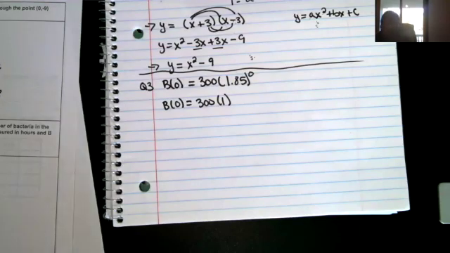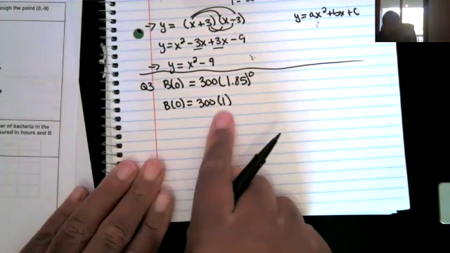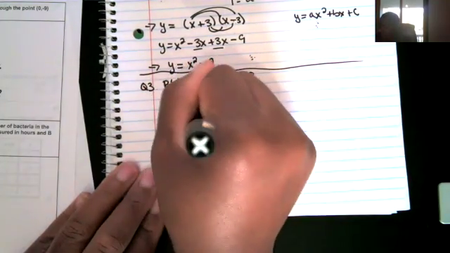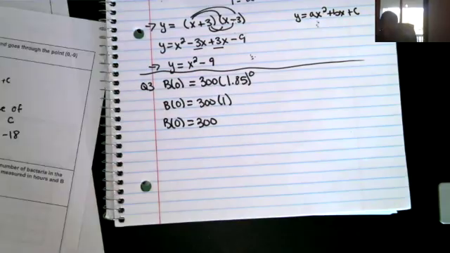Which is just 300. Okay, something's happening with my camera. Let me figure it out. Okay, so 300 times 1 is 300. So my answer is 300. Whenever you see the word beginning, anything like that, initial, the start, you replace the variable with 0 and then solve, and then simplify, I should say.